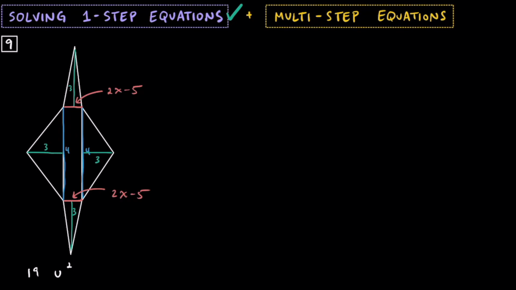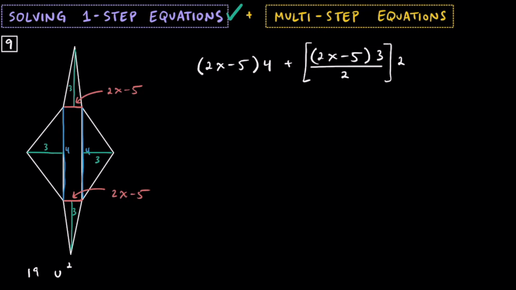So let's start with the rectangle this time. The dimensions are 2x minus 5, that's the base of the rectangle, times the height, which is 4. Okay, so that's the rectangle. Plus, I'm going to do these tall, skinny triangles on the top and the bottom. How do you find the area of those? Well, that's base times height divided by 2. So base is 2x minus 5 times the height, which is 3, and that whole thing divided by 2. The only thing is that we have 2 of them, so we can take this whole thing and multiply it by 2.